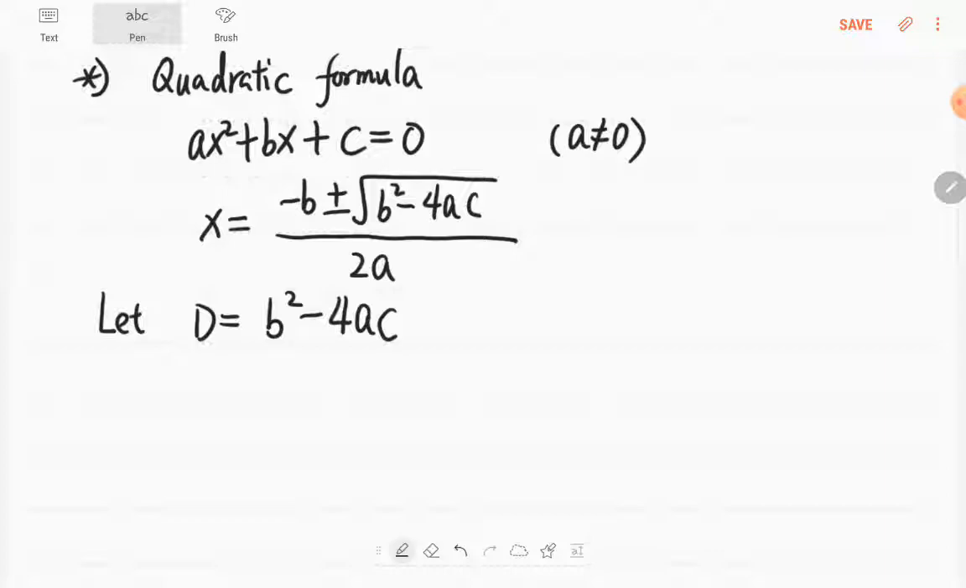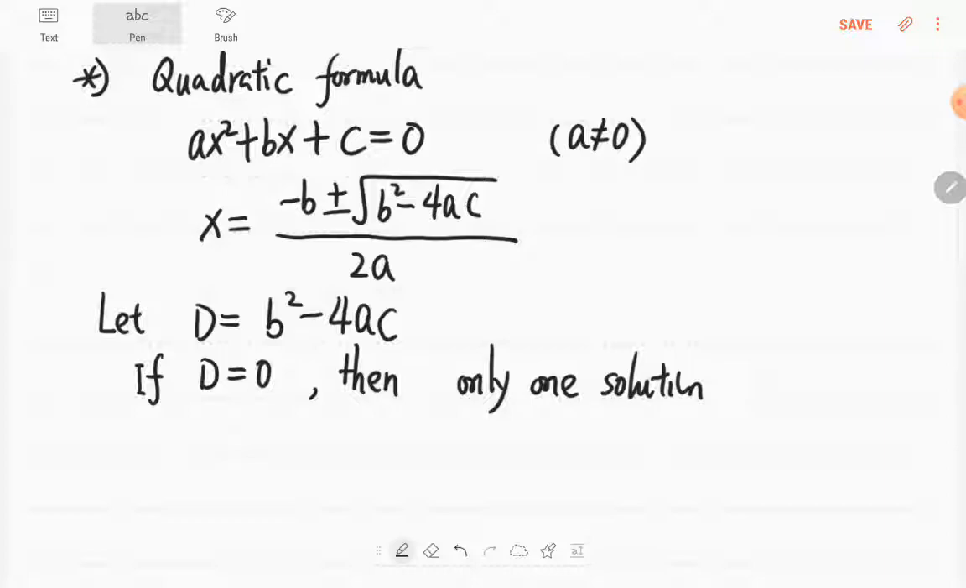Okay, so we have different cases. If d equals 0, then the square root term becomes 0, so plus or minus doesn't matter. We only have one solution. The equation only has one solution, which is x equals negative b over 2a.